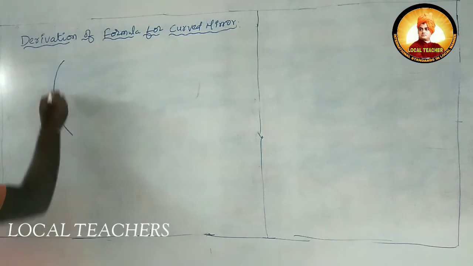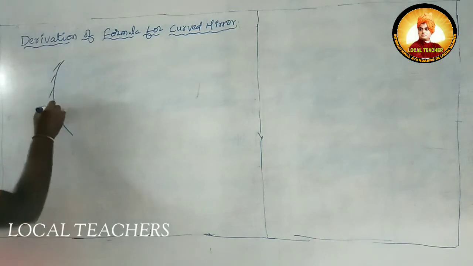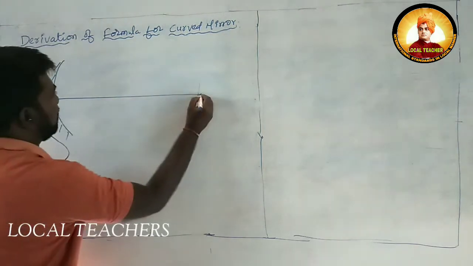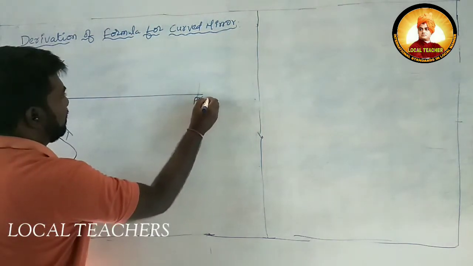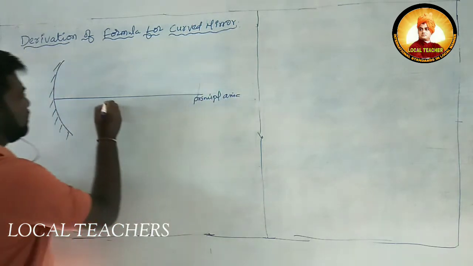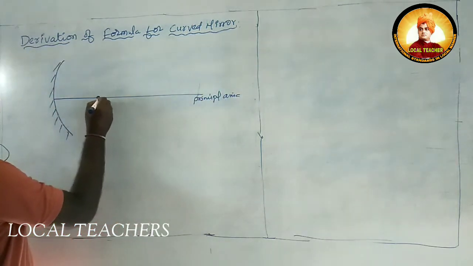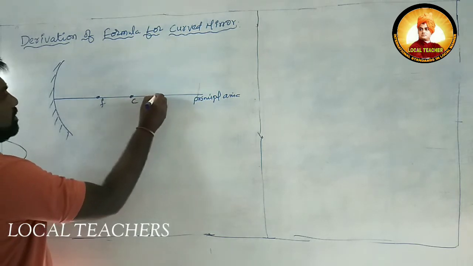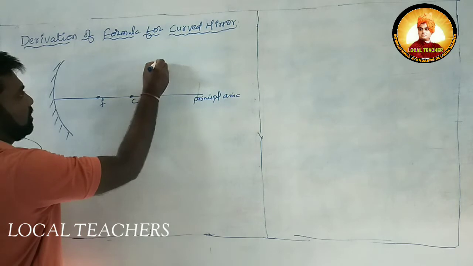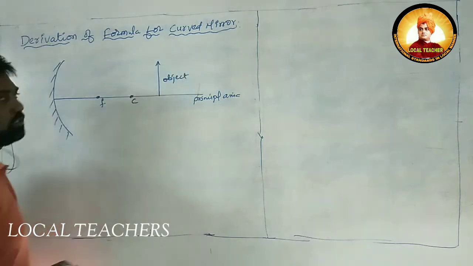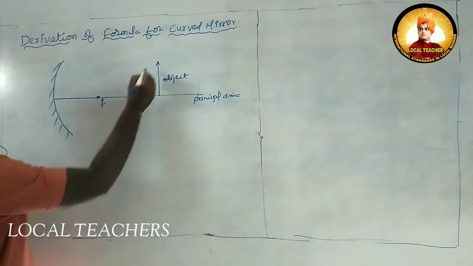So here it is a concave mirror. Consider here the principal axis. Here this is the focus and this is the center of curvature. Beyond that we are considering an object. So this is an object. Just to draw the ray diagram.